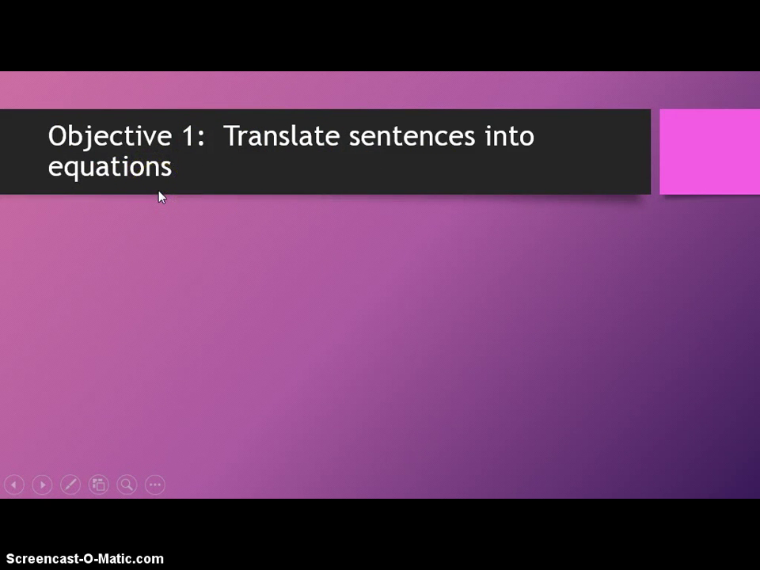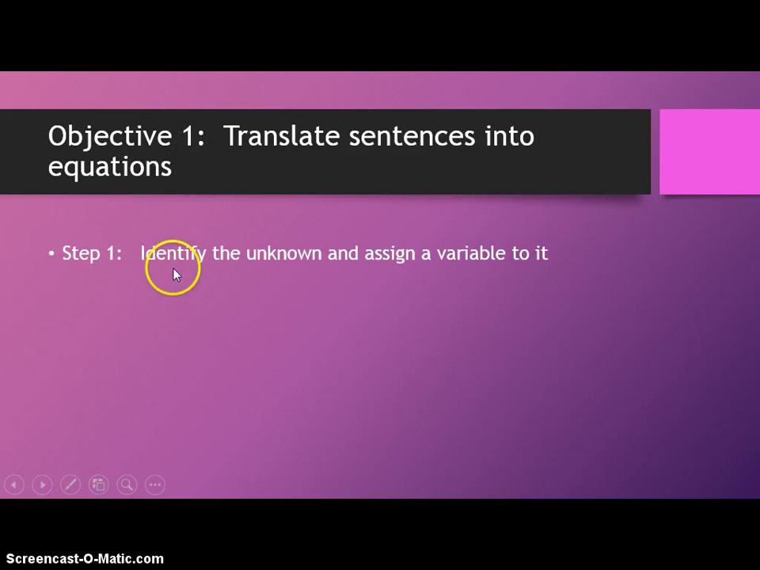All right? There are a few steps to doing that. The first thing we want to do is identify the unknown and assign a variable to it, whether that's x, y, or t for time. We're going to assign a variable. I usually just choose the letter x.